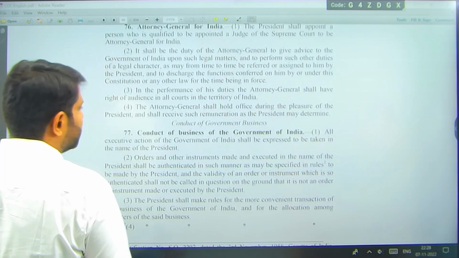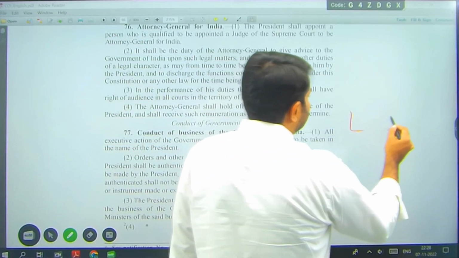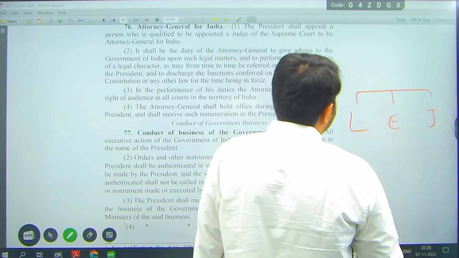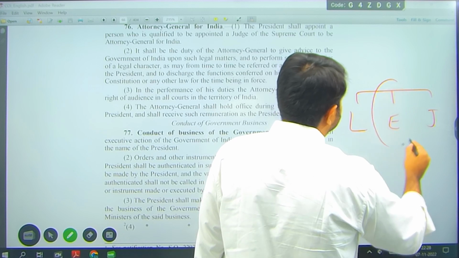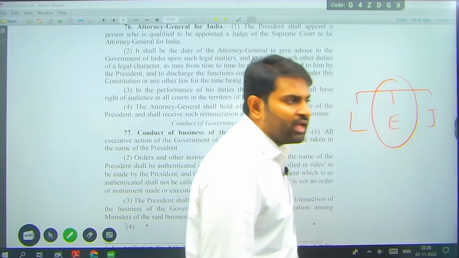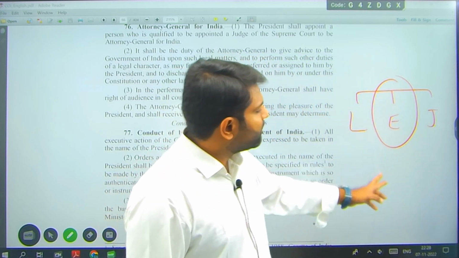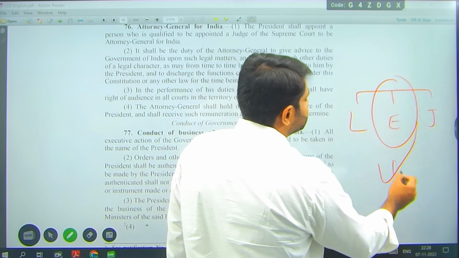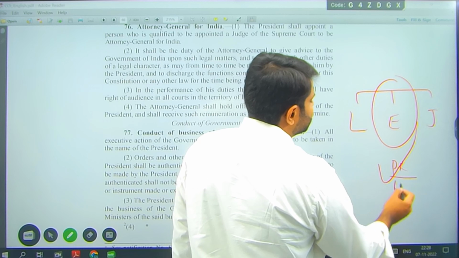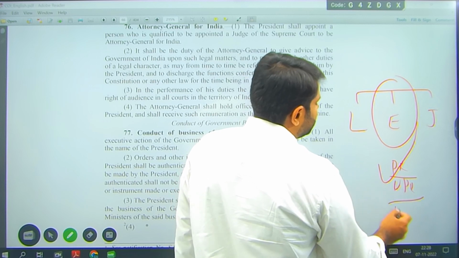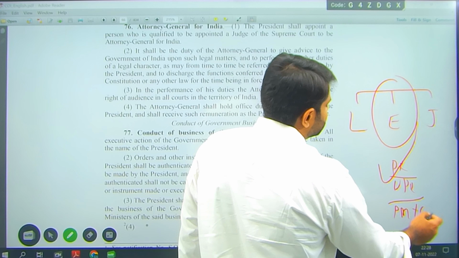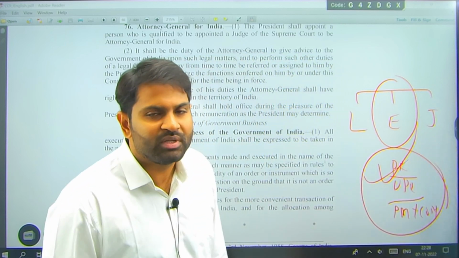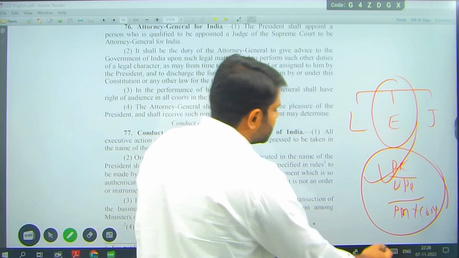Now what I have completed is union government. In union government, LEJ is there. In LEJ, I have completed executive. Who were there in executive as of now? President was there, and similarly vice president, and prime minister and council of ministers. So who are part of executive? President, vice president, prime minister, council of ministers, and attorney general, AG.